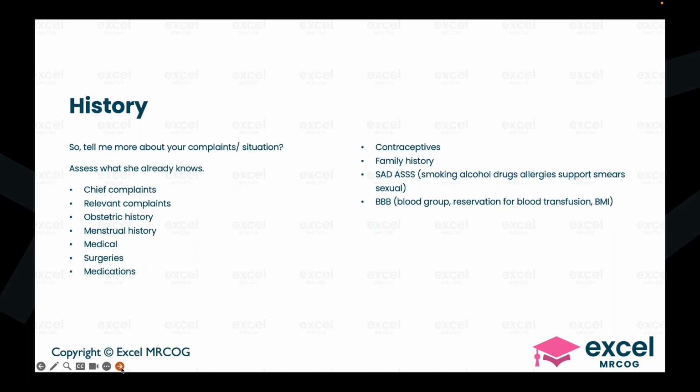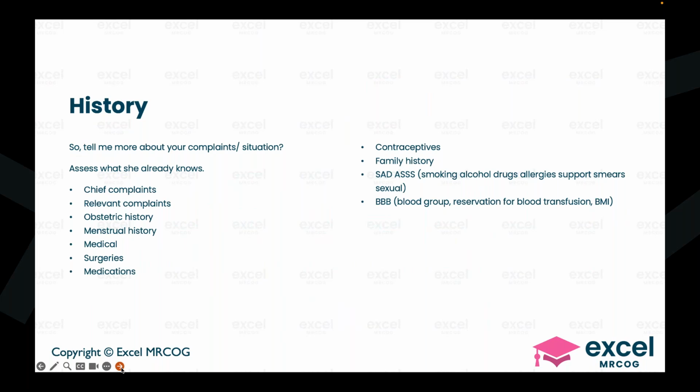All right. Then elaborate on the chief complaints, any relevant complaints, obstetric history, menstrual history, medical history, surgeries, allergies, medications, contraceptives, your family history, and this is a mnemonic that we use, SADS and BBB. SADS is basically your smoking, alcohol, drugs, allergies, support, smears, sexual history. BBB is blood group, reservation to blood transfusion, and BMI.